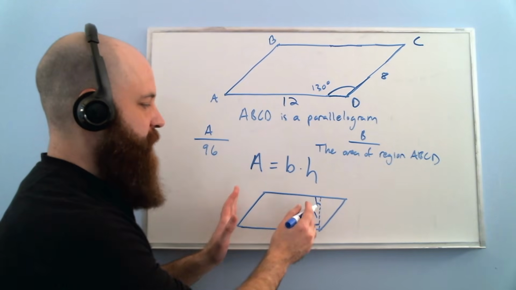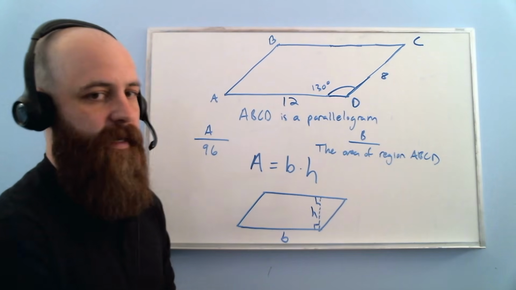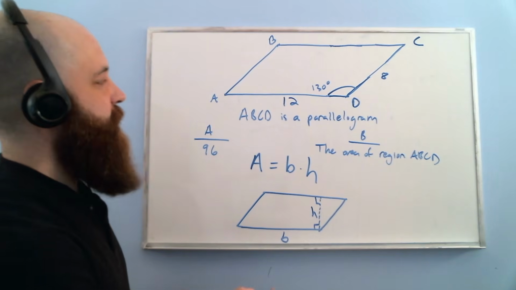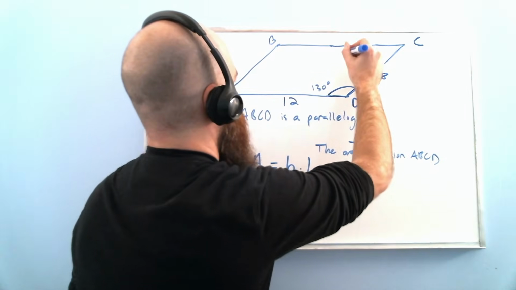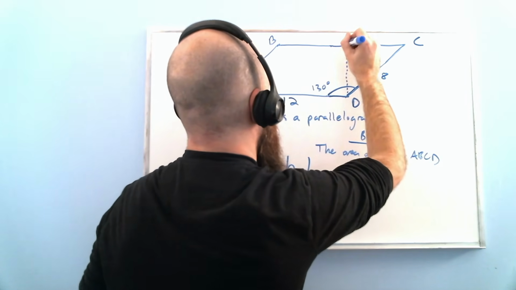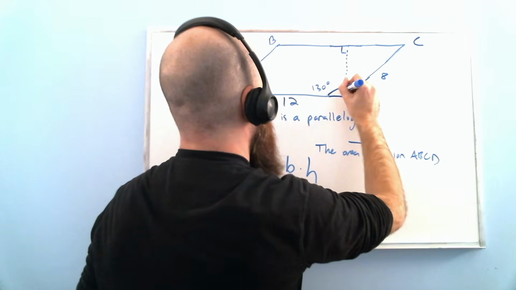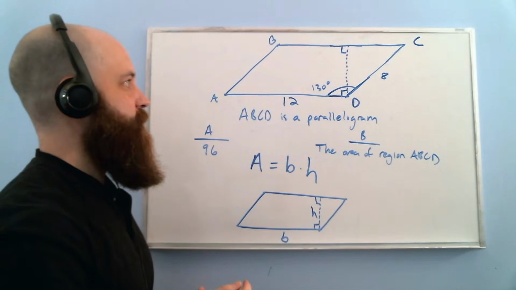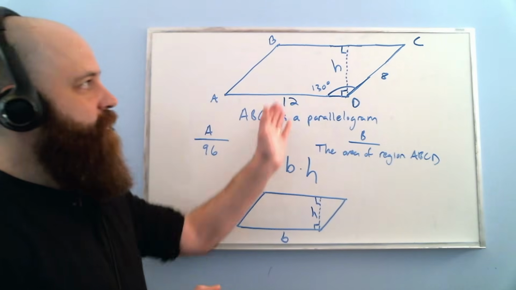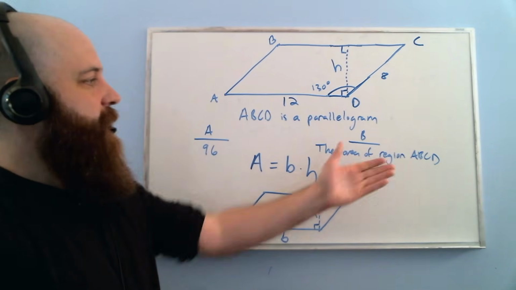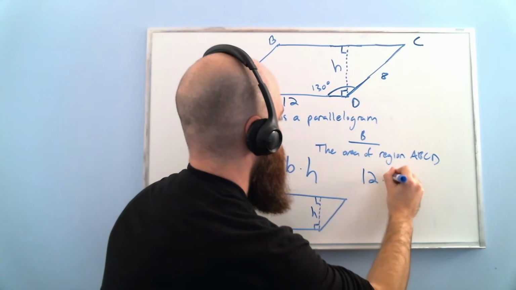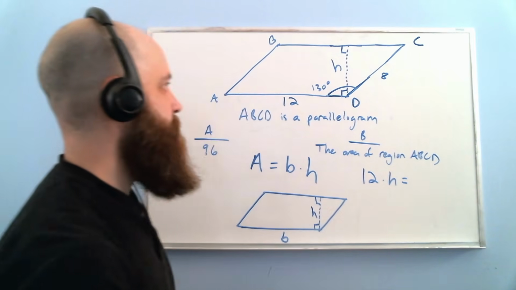Now, notice the height is not equal to one of the side lengths. I had to go ahead and draw my own height to identify that. So let's do that on our diagram. I'll draw a line that forms a 90-degree angle between both the base and the side opposite the base. And I'll call that the height. Okay, so in this parallelogram, what's the area of region ABCD? Well, it would be 12 times that height. And that would give me the area.